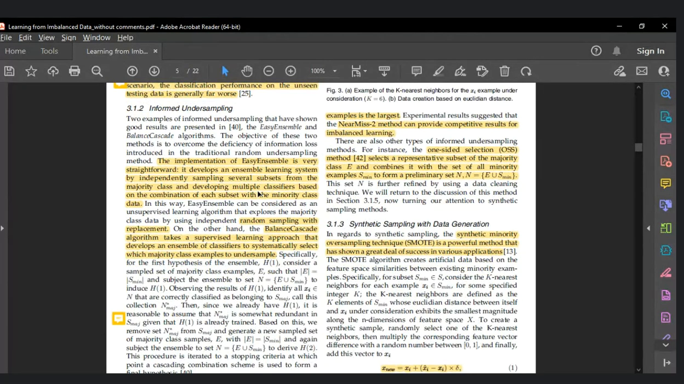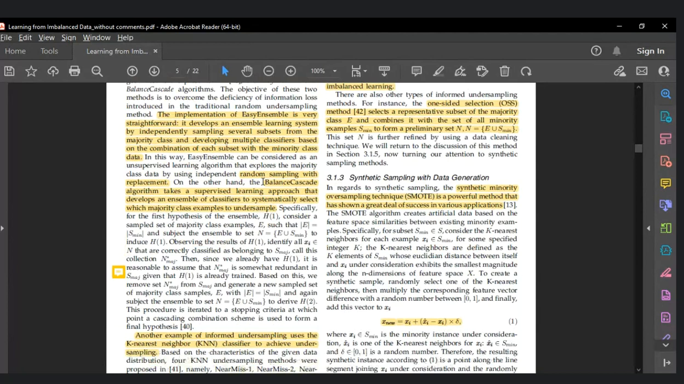So it's independently sampling them, taking different folds from the majority class, and then combining each of those subsets with the entire minority class, creating different models, and at the end combining all of those models. That's why it's called an ensemble.